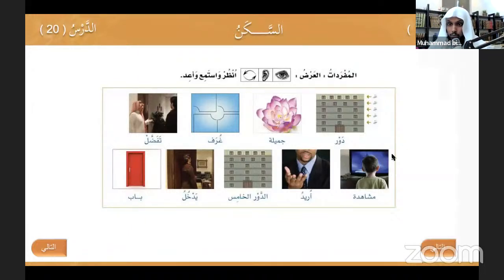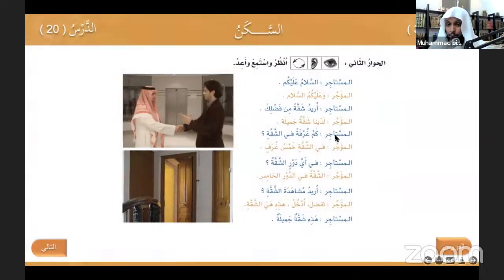Let me check which sentence you're talking about. So we have كم غرفة في الشقة, صح? So you're basically asking how come غرفة is not غرف? Why isn't it كم غرف في الشقة? Right? Yeah, that's just the way it is. Okay? غرف, we don't say كم غرف, we say كم غرفة.